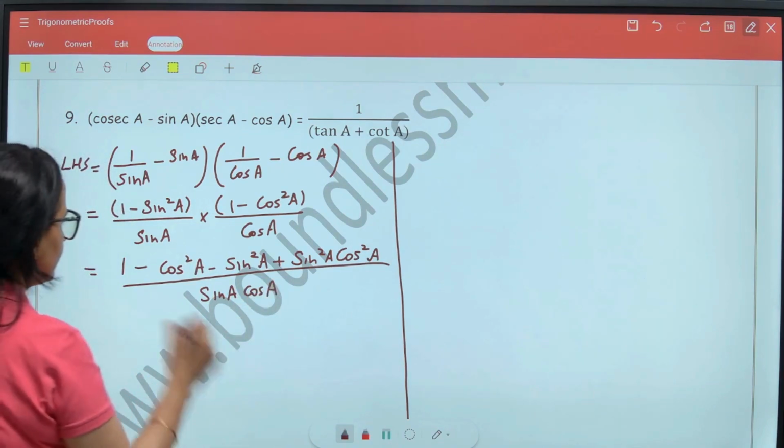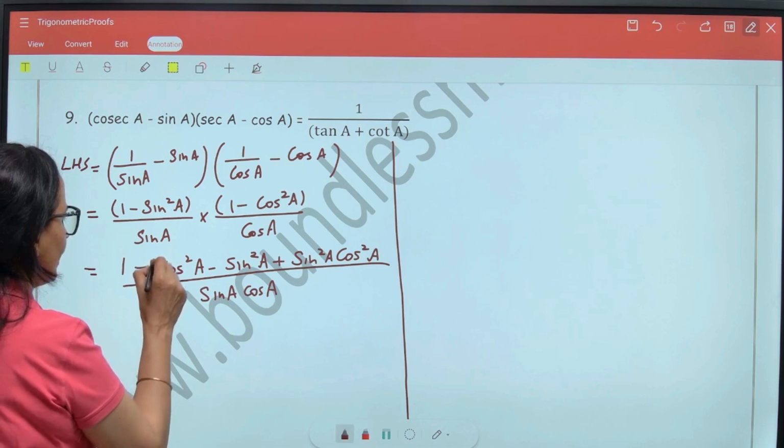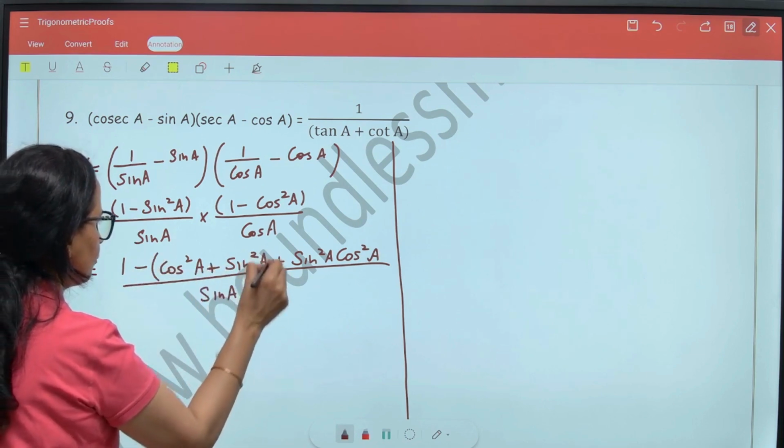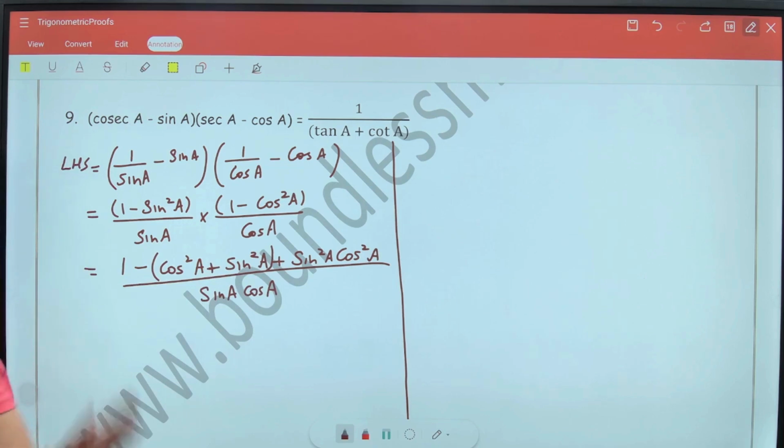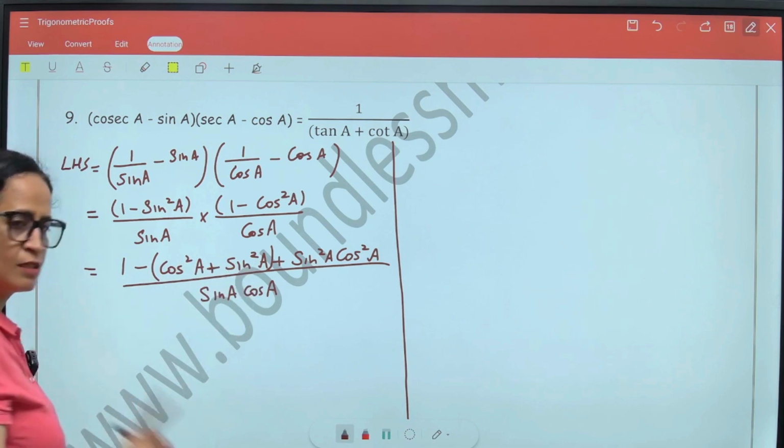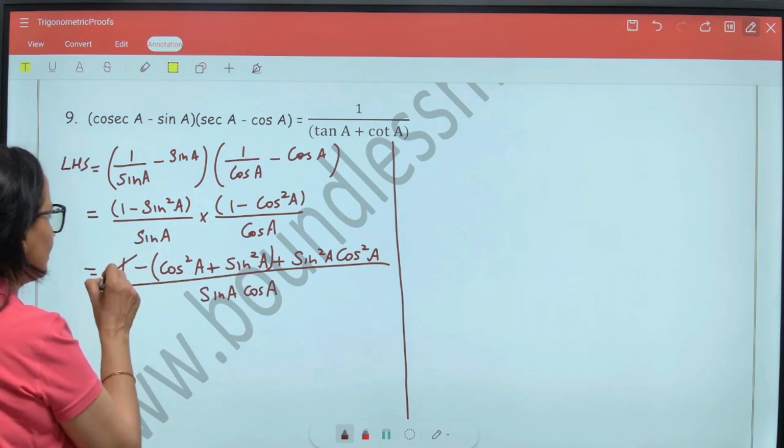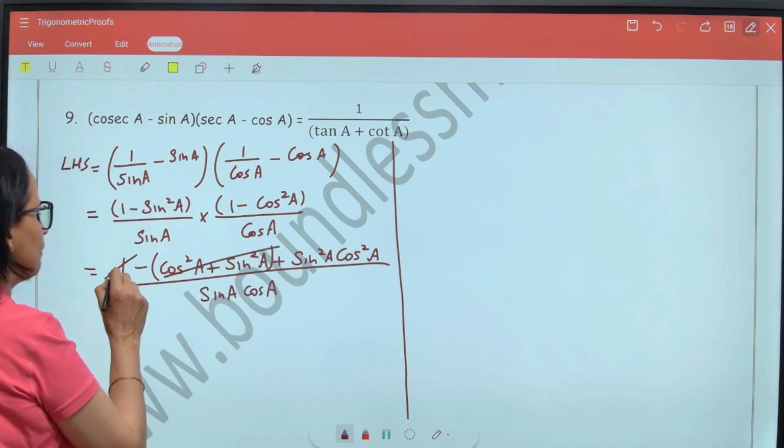Now if I take this minus common out, I can change this into a plus and put a bracket here. Yes, I can do that. I have just taken minus common out of these two terms. So cos² plus sin² is 1. So that means this 1 can be cancelled out with this one. This is 1 plus 1 and this is minus 1.